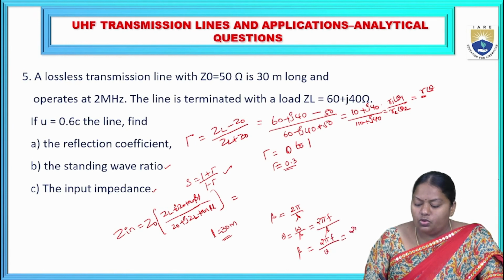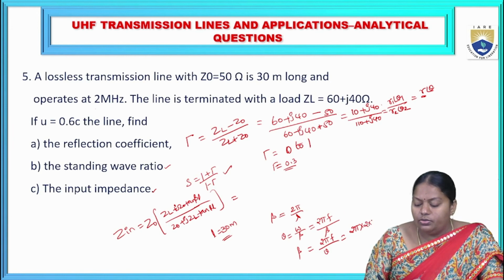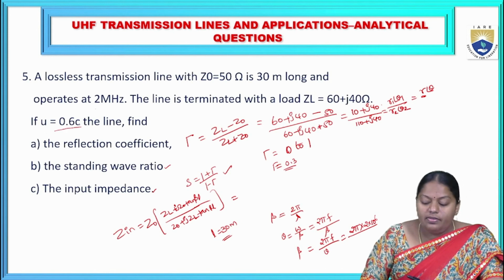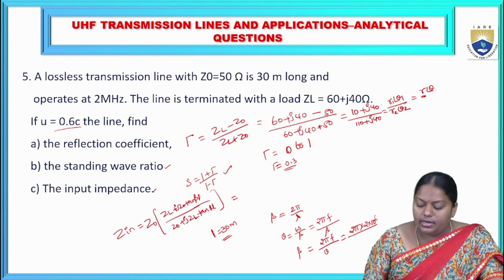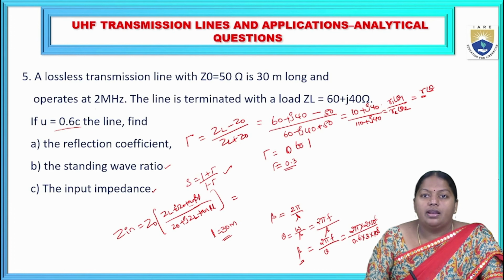So that is equal to 2 pi into f value, which is given as 2 megahertz, 2 into 10 power 6, by velocity, which is given as 0.6 into c, where c is the velocity of light in free space, and its value is to be considered as 3 into 10 power 8 meters per second. If we simplify the total equation, we will get the value of beta. And this beta and this 30 meters need to be multiplied and we'll have some finite value, and that should be considered as your tan of beta L value.